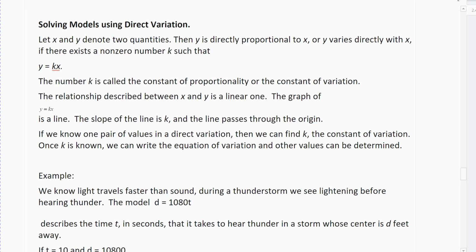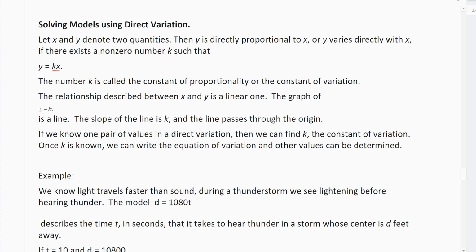So y varies directly with x. There is a single correlation between x and y. When x does something, it forces y to do something, and it's the same something every time. So again, as long as that k is not 0, we call that variation, that proportion between them, k. K is the variation variable.